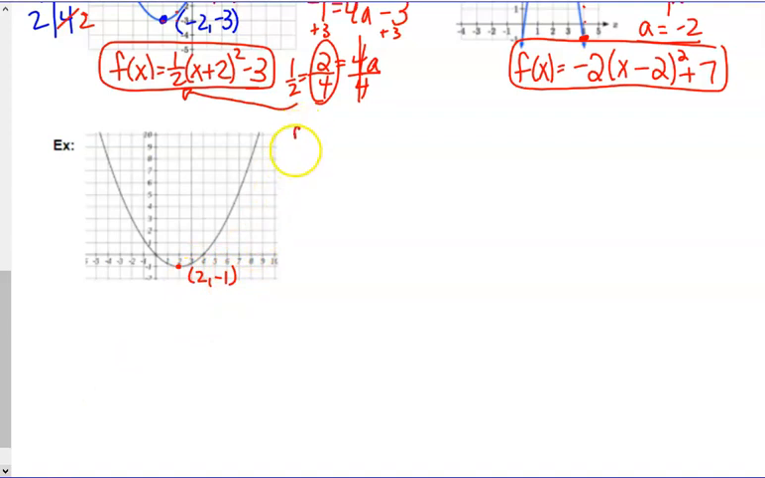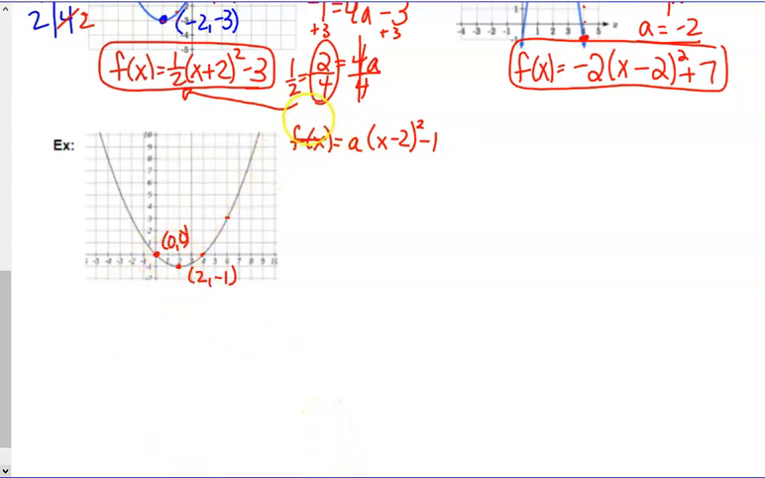I'm going to write that function generically as my a times x minus the x value, or the h, squared, plus k, so plus a negative 1, gives me a minus 1. And now I'm going to find another point on my graph. You can choose all kinds. You can choose this one. You can choose that one. Come on this side. You can choose that one. Oh my goodness, I think I'm going to choose the origin. Why? Because 0 is nice to be able to plug those things in.